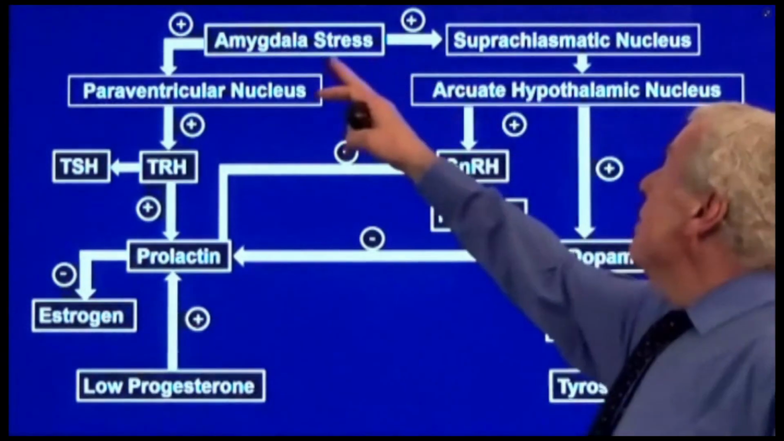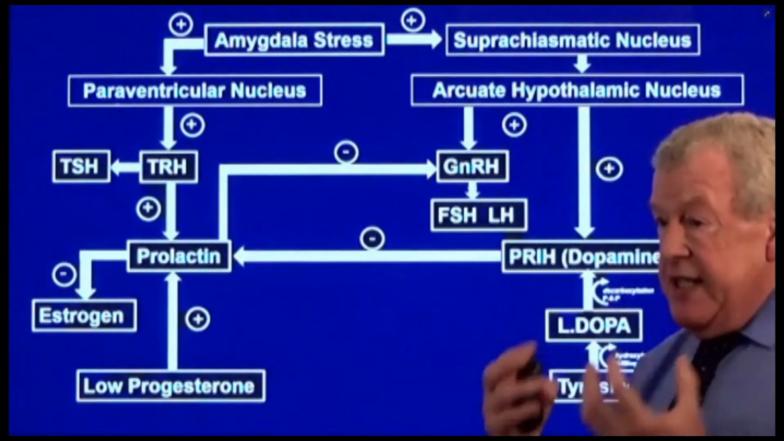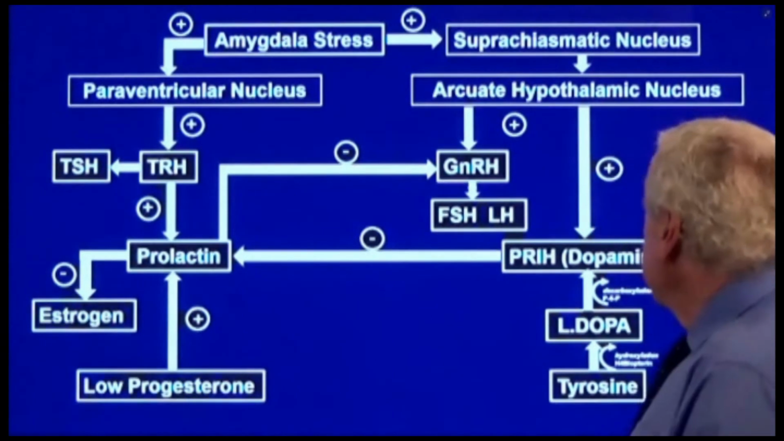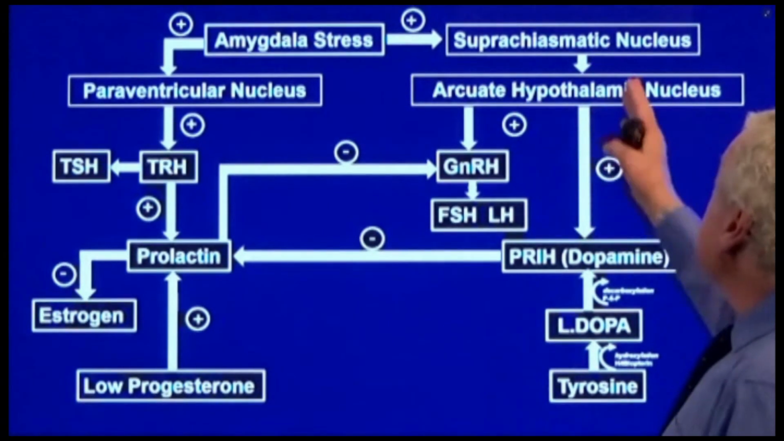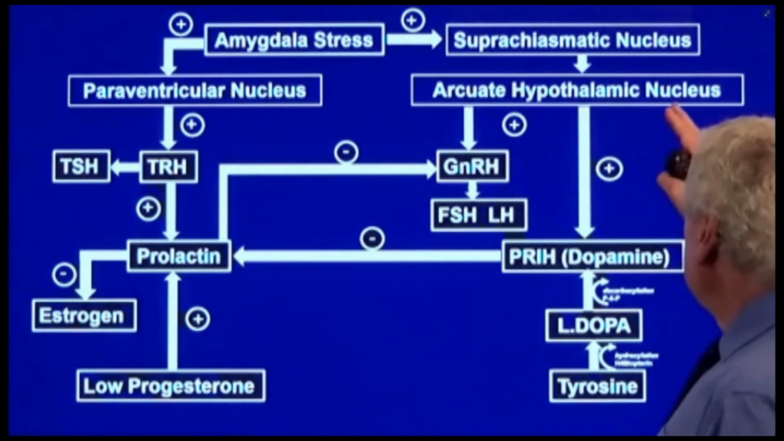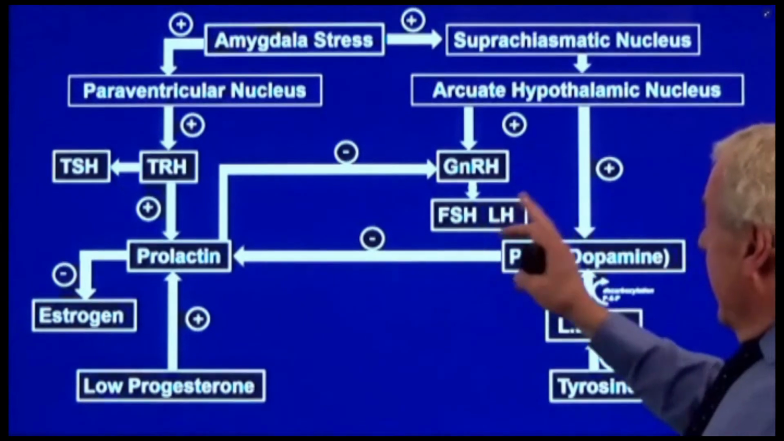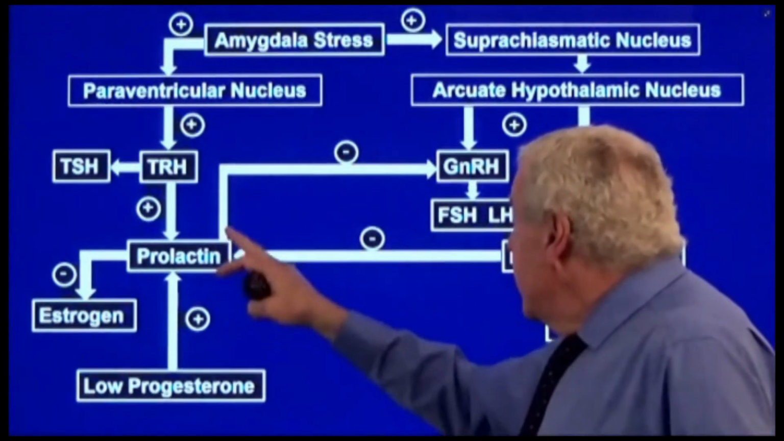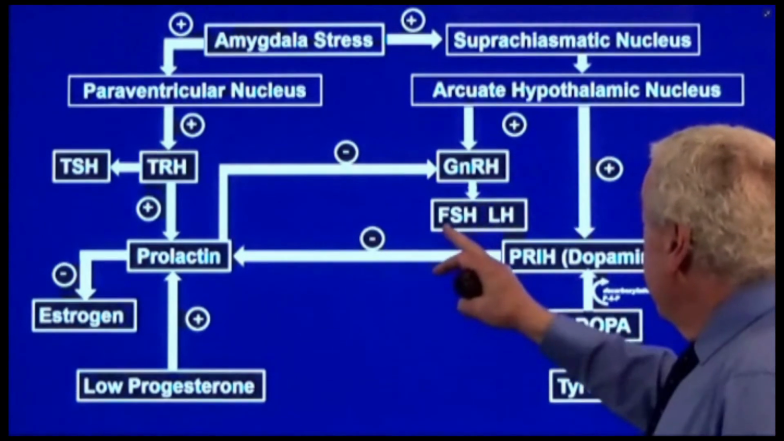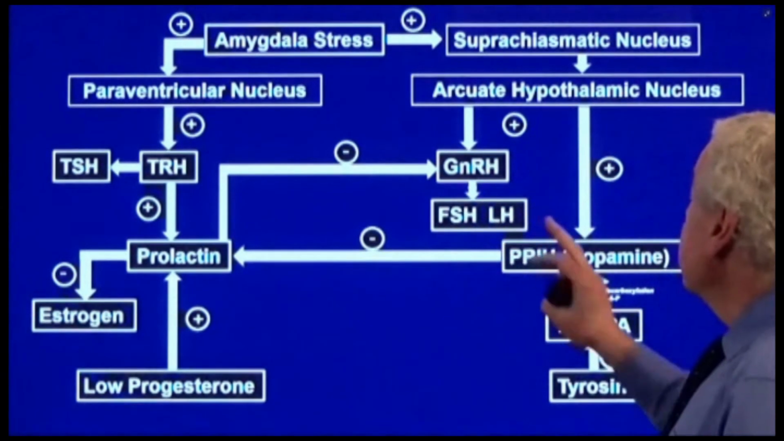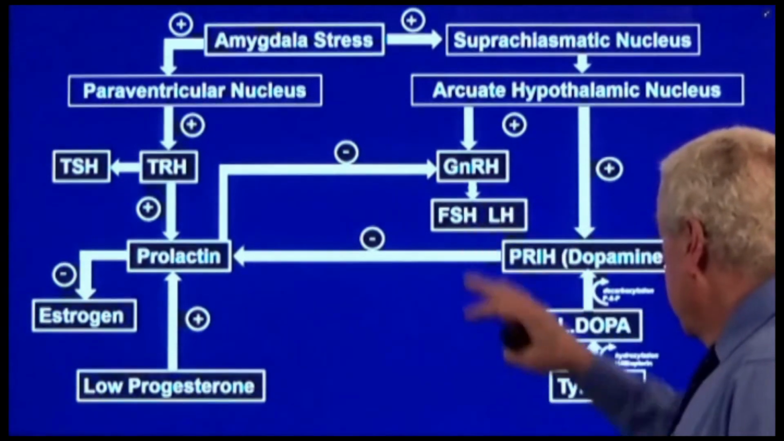On the other side, the amygdala also has a stimulatory effect on the suprachiasmatic nucleus. This is the fundamental circadian rhythm body clock. And the suprachiasmatic nucleus directly sends fibers to the arcuate hypothalamic nucleus, which is the main center for gonadotropin-releasing hormone. And here we see that high prolactin inhibits the production of gonadotropin-releasing hormone. Therefore, again, we get low follicle stimulating hormone and luteinizing hormone from the ovary area and also the adrenal cortex postmenopausally.